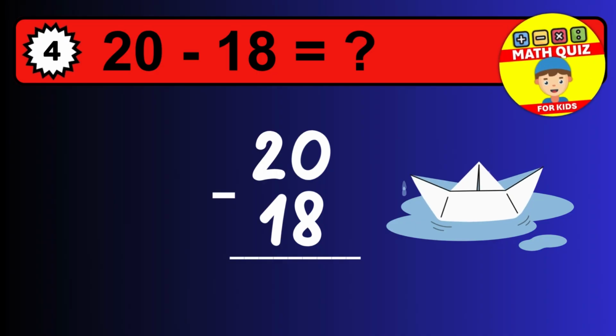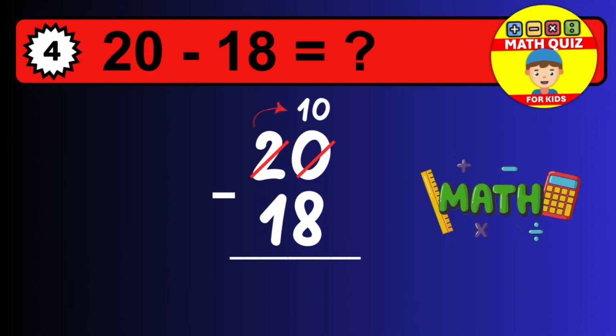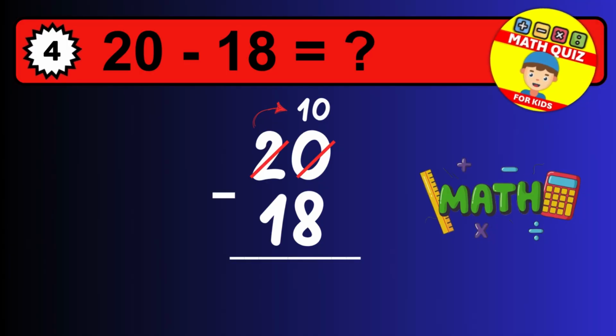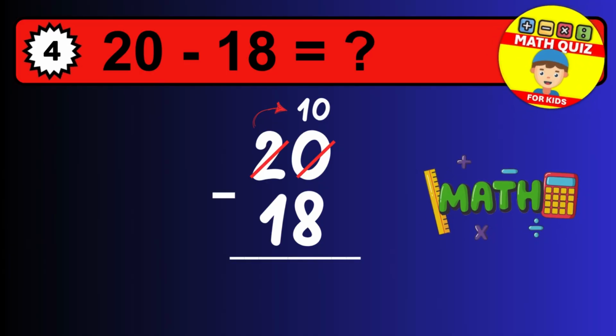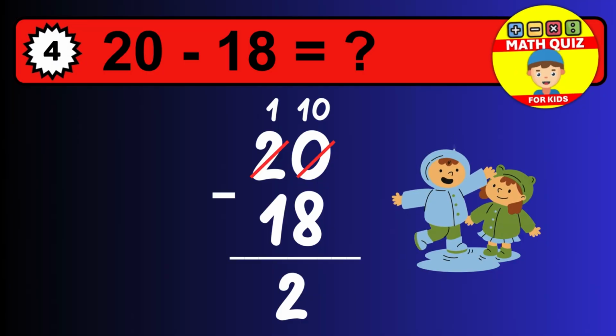Let's solve this step by step. We start with the units. 0 minus 8 is not possible, so we need to regroup. We take one 10 from the tens column. Now we have one tens, and the units become 10.